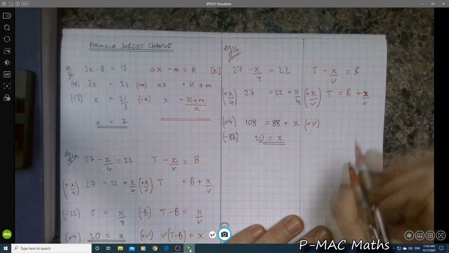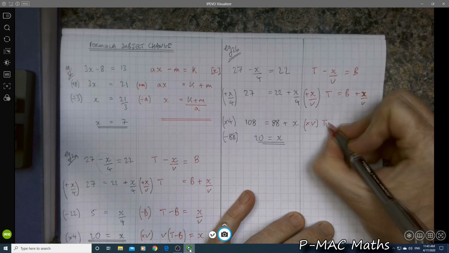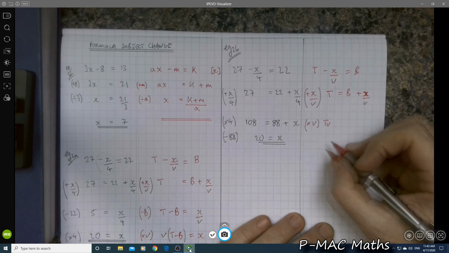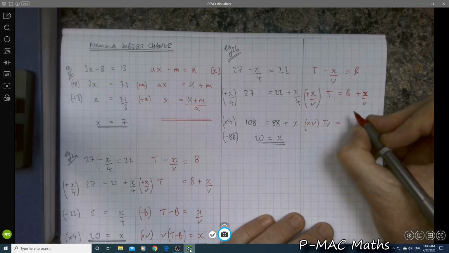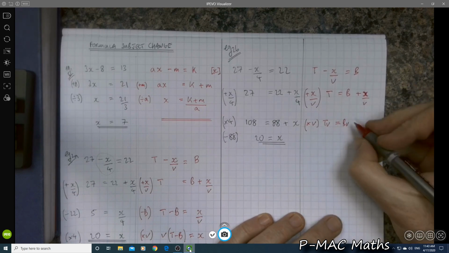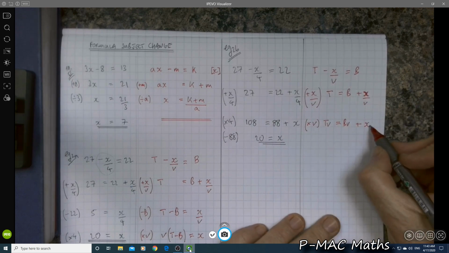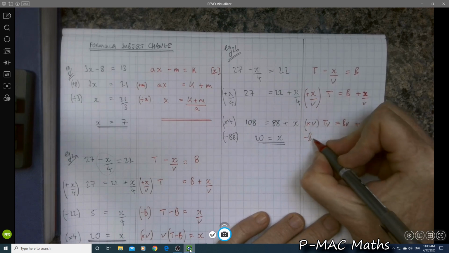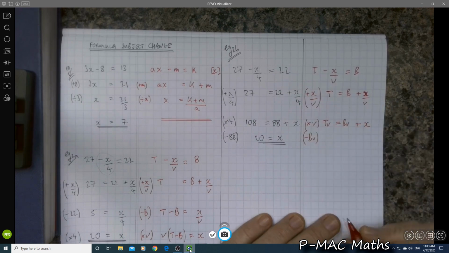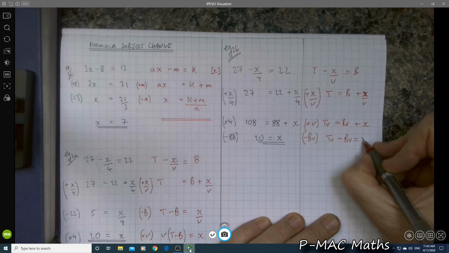So each term is going to be v times bigger. So I've got t times v. Could have written v times t, but I'm going to write tv because it's alphabetical. bv plus x. And then finally, to get x on its own, again, parallel move, subtract the bv term from both sides. So tv minus bv equals x.